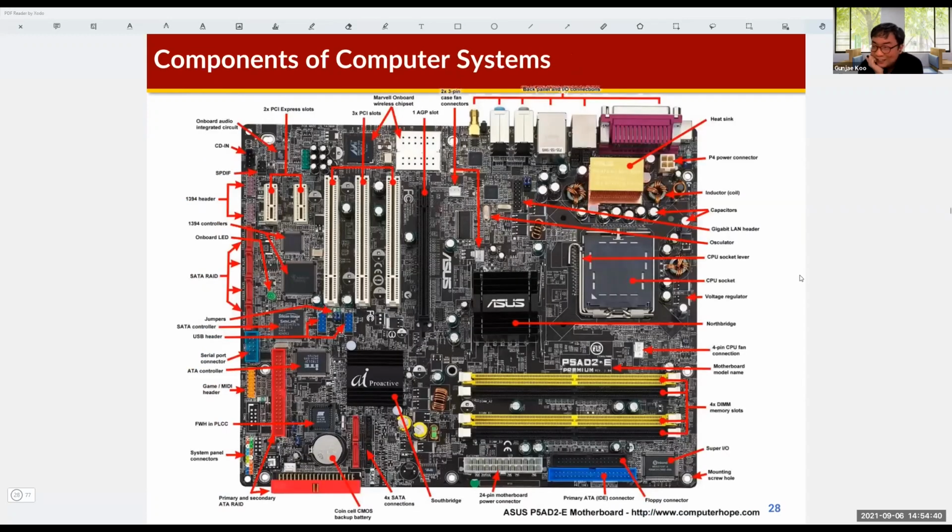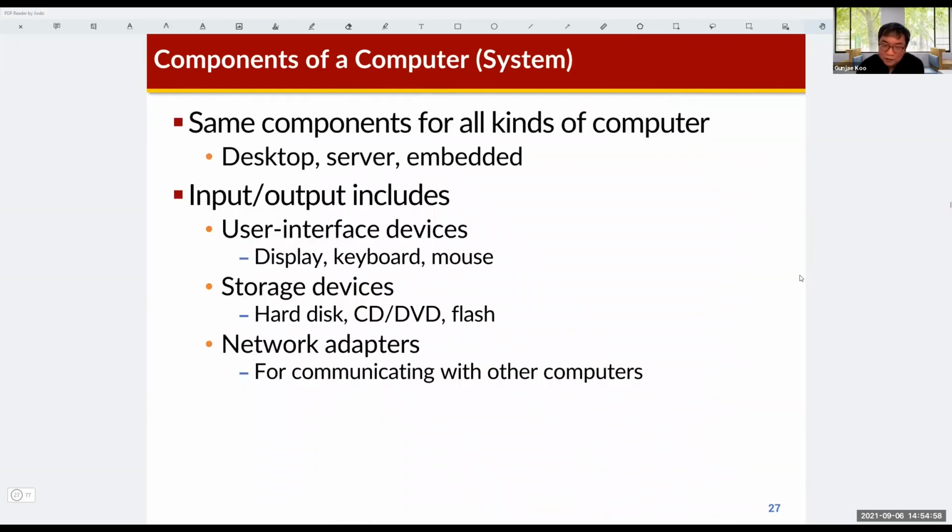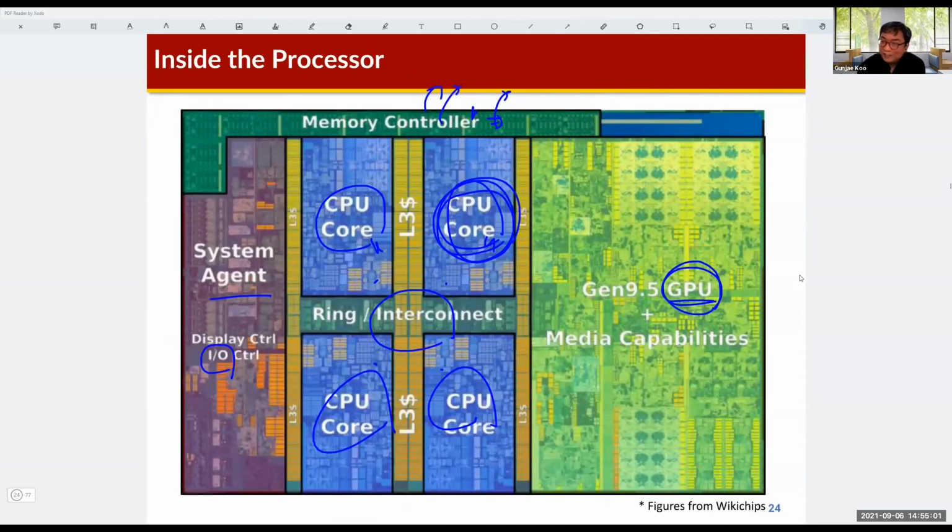So what is this? What is this? Yeah, right. It's a main board. It's the photo of a main board. So actually, in this figure, we just focus on the CPU. That is the processor chip. It's a processor chip.